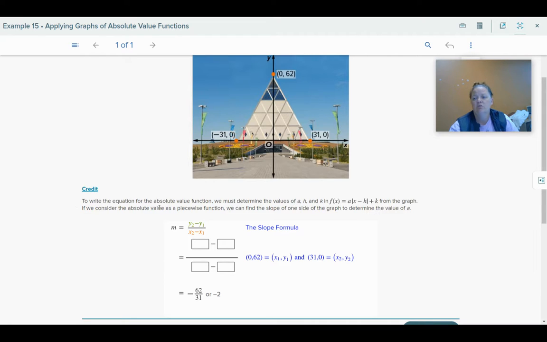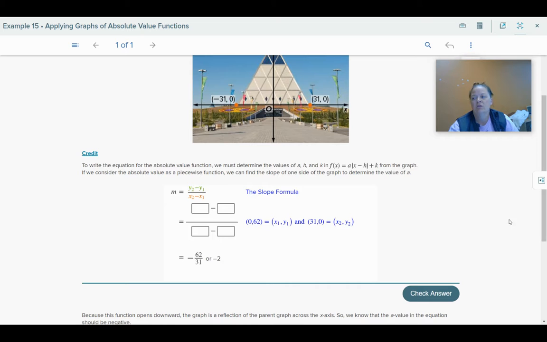To write the equation for the absolute value function, we must determine the values of a, h, and k, and f of x equals a times the absolute value of the quantity x minus h, all plus k, from the graph. If we consider the absolute value as a piecewise function, we can find the slope of one side of the graph to determine the value of a.